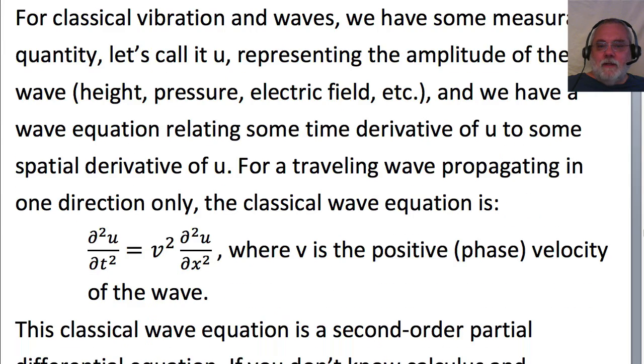For classical vibration and waves, we have some measurable quantity, let's call it u, representing the amplitude of the wave. The height of the wave, the pressure of air, the electric field, etc. And we have a wave equation relating some time derivative of u to some spatial derivative of u. For a traveling wave propagating in one direction only, the classical wave equation is the second derivative of u with respect to time equals the velocity squared times the second derivative of u with respect to position squared, where v is the positive phase velocity of the wave.